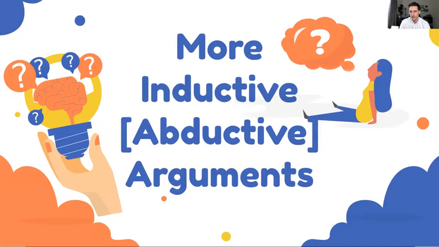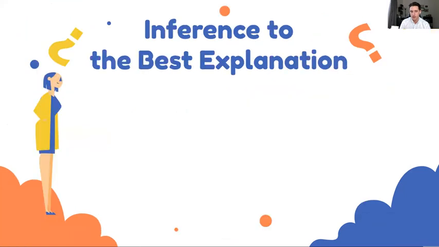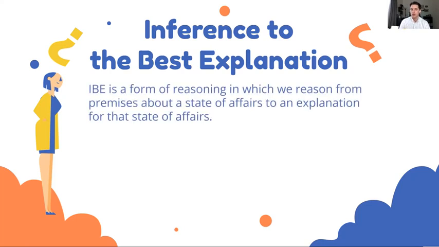Another kind of inductive argument that's mentioned in the text is abductive arguments. We're going to come back to this in a later chapter, but the most common kind of, shall we say, offshoot of an inductive argument is called inference to the best explanation. We use this all the time. It's where we reason from premises about a state of affairs to an explanation for that state of affairs.